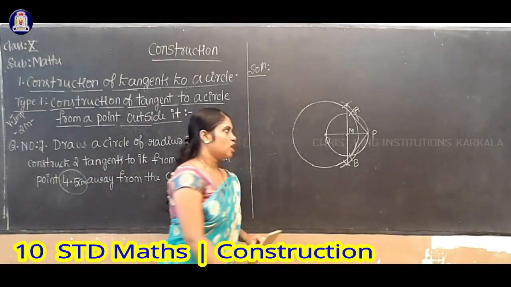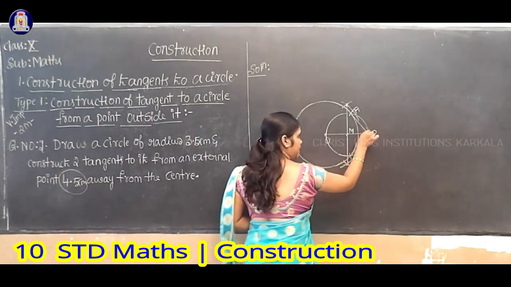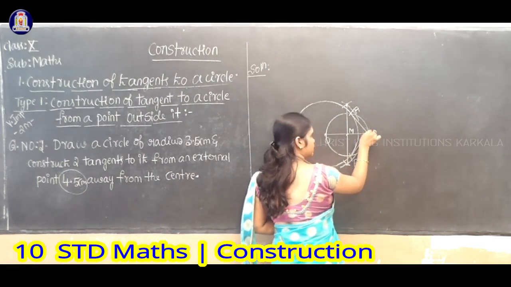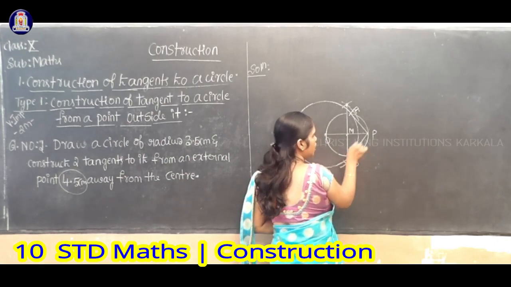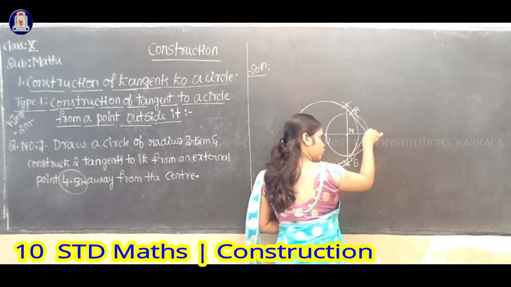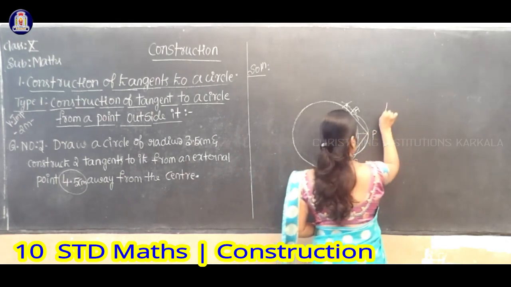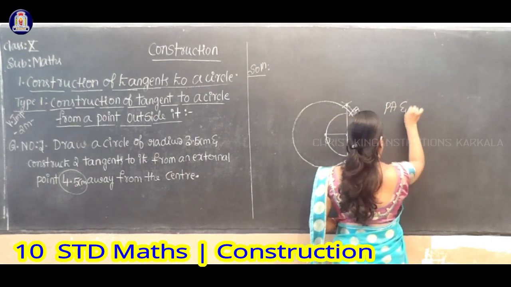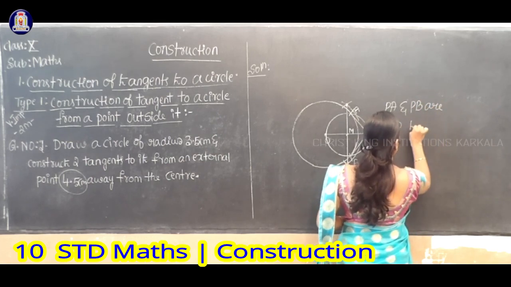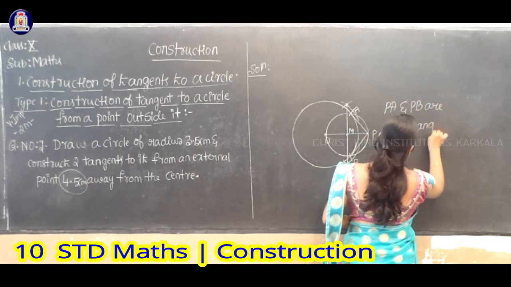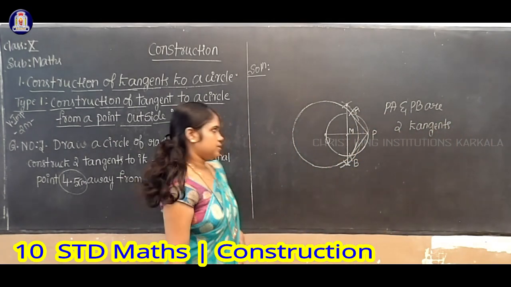Yes. So now which are the required tangents here? P is your external point. PA and PB are the two tangents drawn from this external point P. Therefore PA and PB are the two tangents.